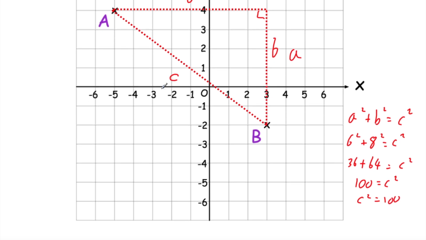Now, that's what C squared is. This length here obviously isn't 100. That's what C squared is. We want to find C, so let's square root. The square root of 100 is equal to 10. So that means that C is equal to 10. So that means the distance between the points A and B is equal to 10.